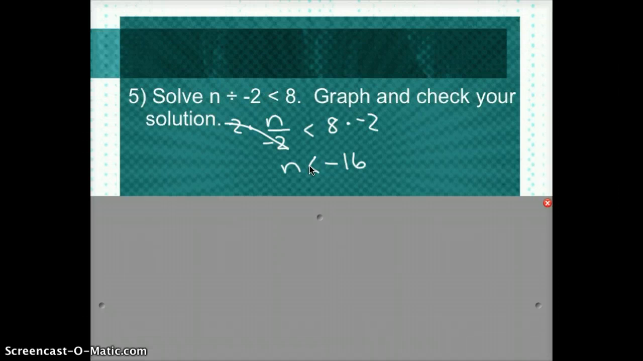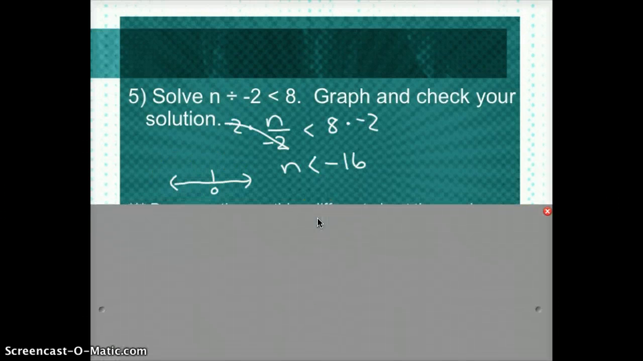Okay, I'm going to check that again. So I've got my 0 here, and I've got my -16. And I'm going to go less than, so to the left. I want to know if that's less than -16. I think it's going to have an open circle.